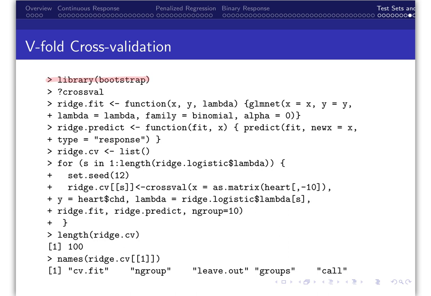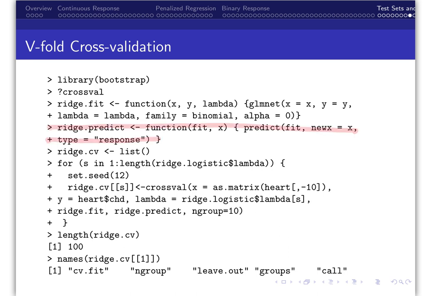The R package bootstrap includes a cross-validation function. It requires that you create a function for fitting the model. Here we create a function that will fit a ridge-penalized logistic regression model. It also requires that you create a function for extracting the model predictions.